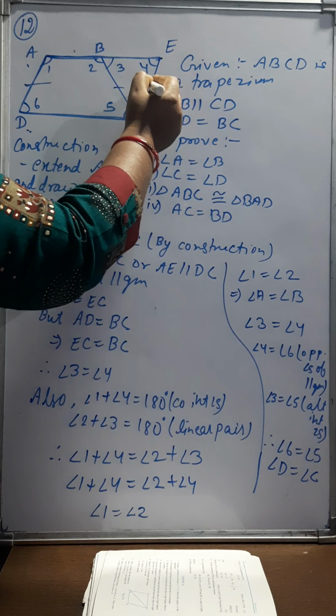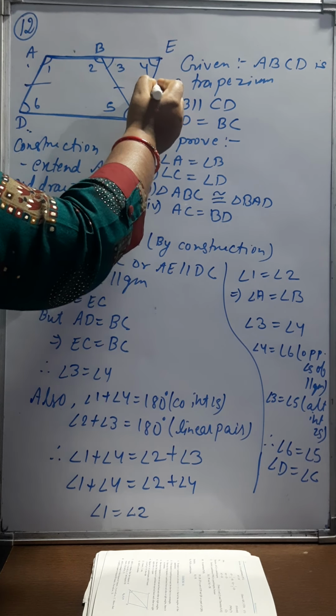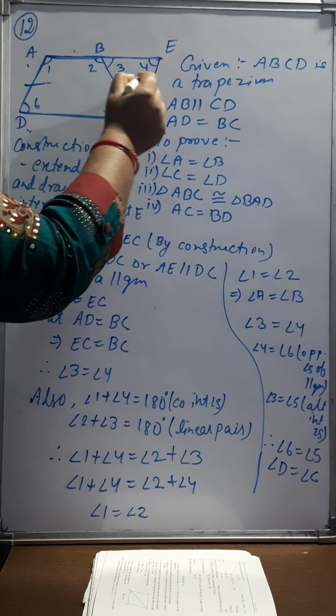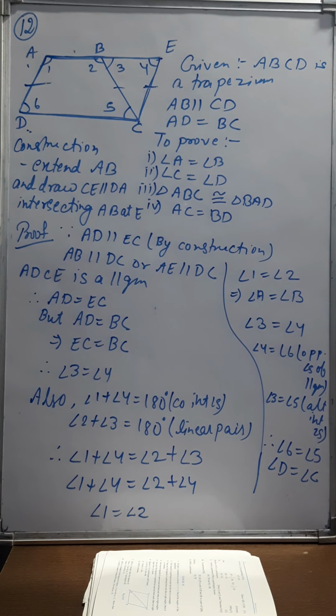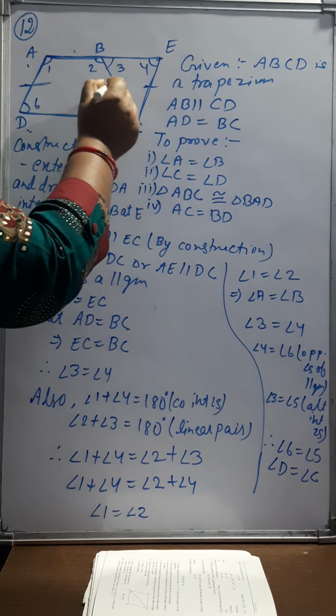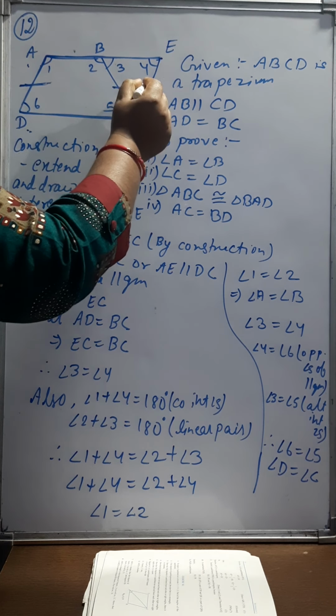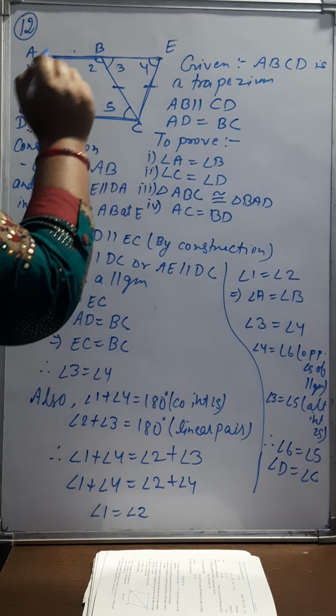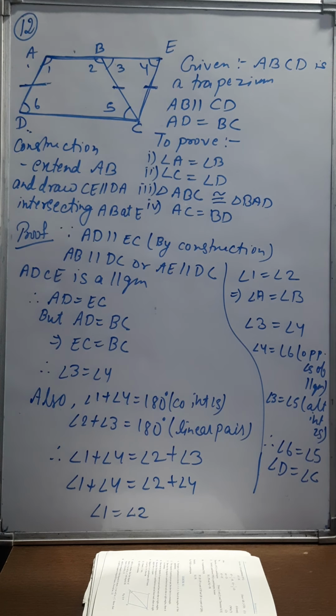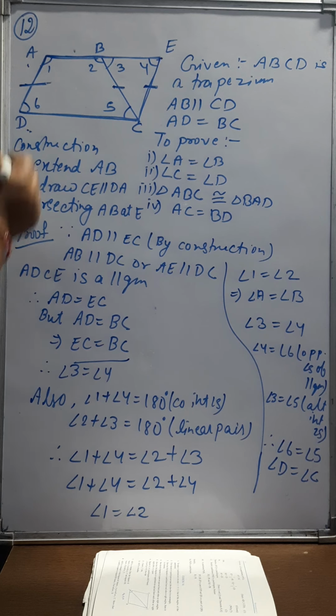Now AD is equal to EC because both are opposite sides of a parallelogram, and AD is given equal to BC. AD is equal to EC and AD is equal to BC. So clearly we can write BC will be equal to EC. So BCE becomes an isosceles triangle. If opposite sides are equal, then opposite angles will also be equal. So we can write angle 3 is equal to angle 4. We can give it equation number 1.